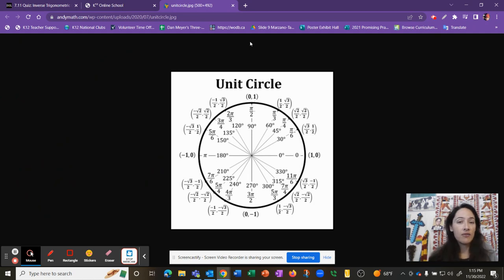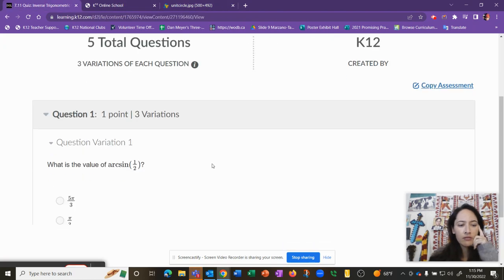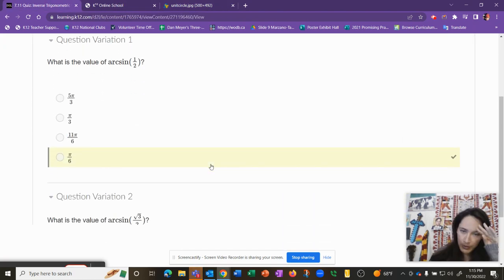So the inverse function of sine gives us, if we take the point or the value 1/2, it tells us what the angle is. So it's 30 degrees or pi over 6. Let's go see if we're right. Whew, we did it.